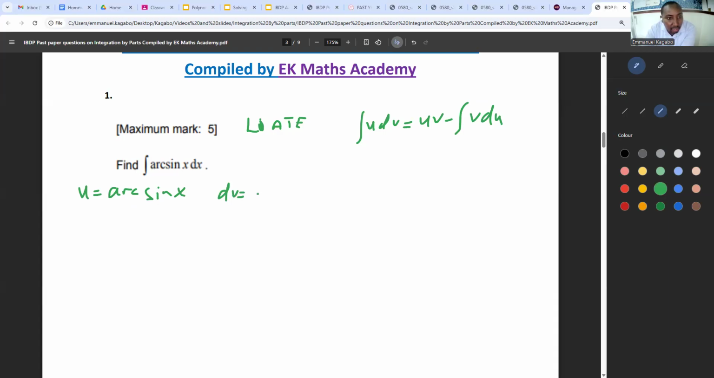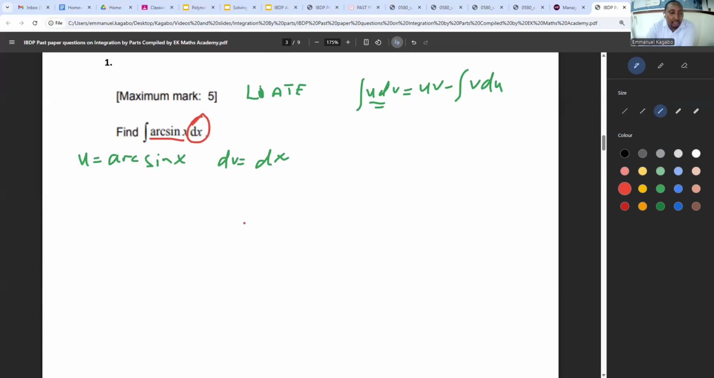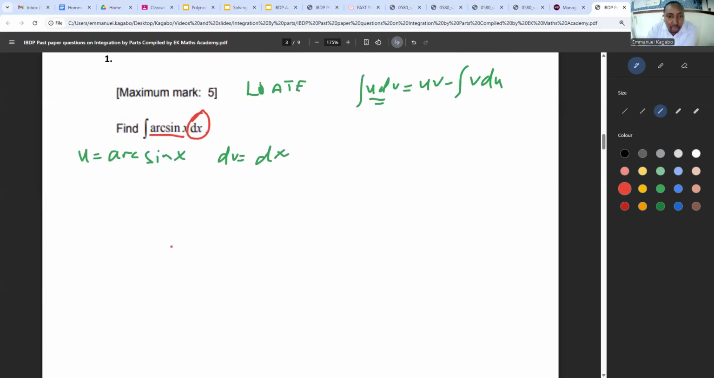My dv is going to be the x, because that's the only one remaining. Okay, you see here? Now, this time here. Okay, the whole of this is u. What is staying? That is your dv. Very good. Now, after doing that, what do you do next?